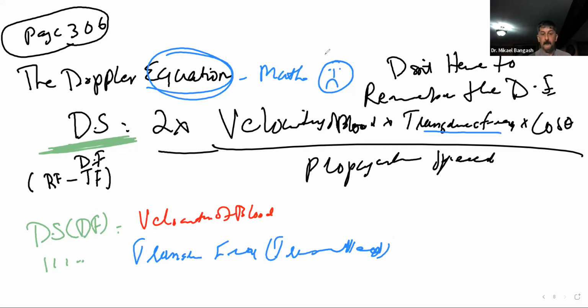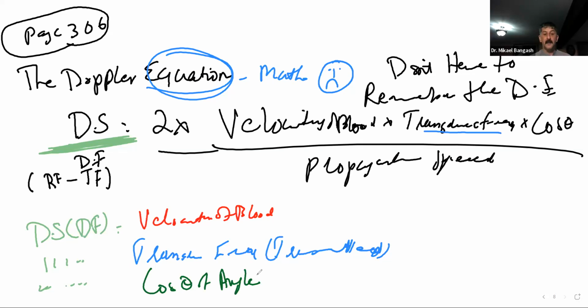Likewise, the relationship of your Doppler shift, all Doppler frequencies, to the cosine theta value of the angle is going to be important.